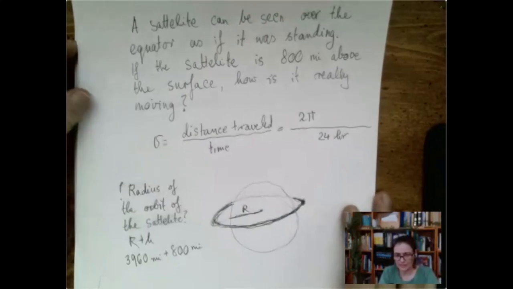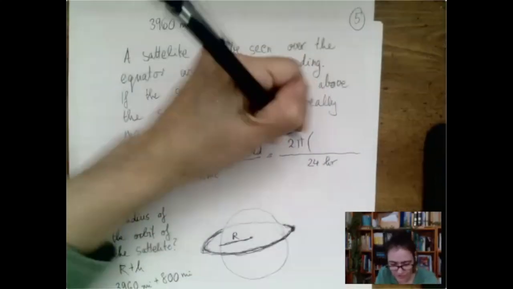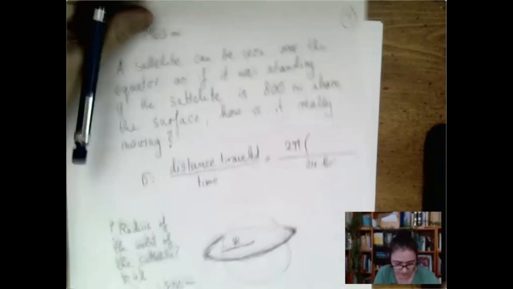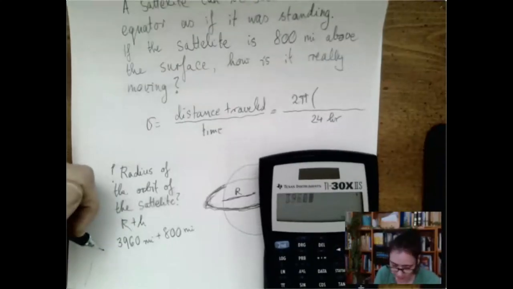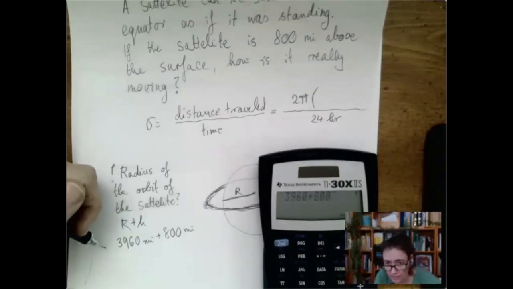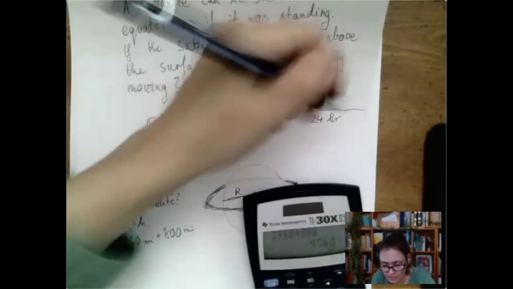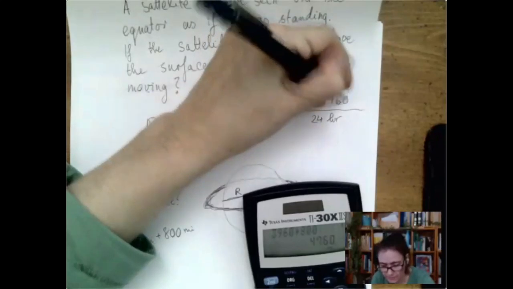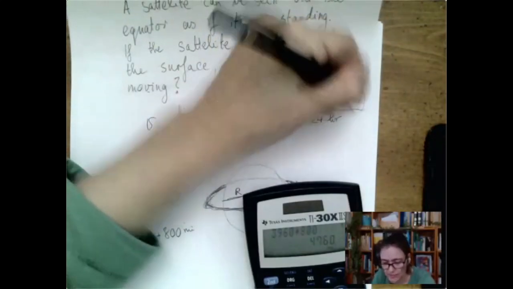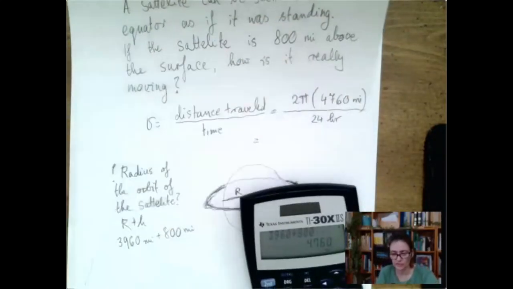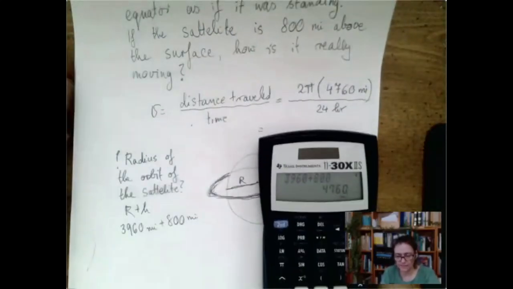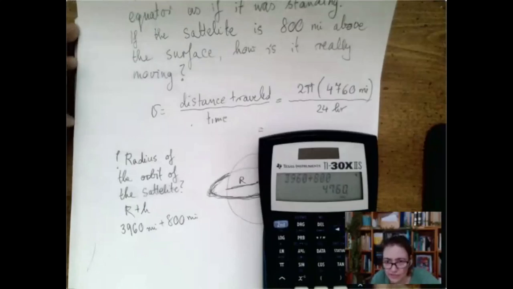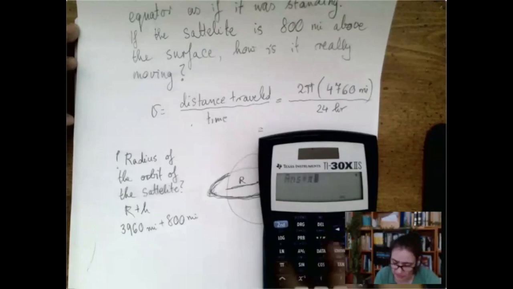I don't think it's a really difficult one. It's just kind of intimidating. I'm gonna do it. 3,960 plus 800 is 4,760 miles. So that's cool because we get the answer in miles per hour, which is not that insane of a unit. And that's it. We're just punching the rest. So that is the 4,760 times pi divided by 12.